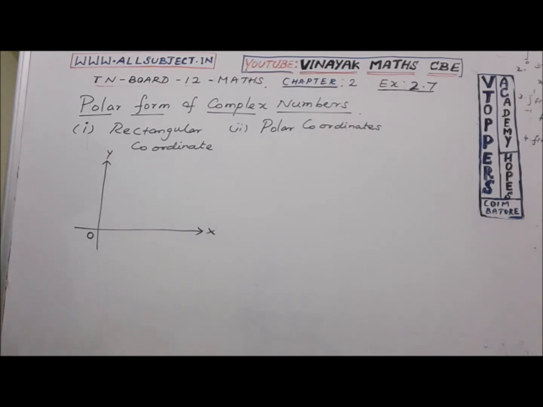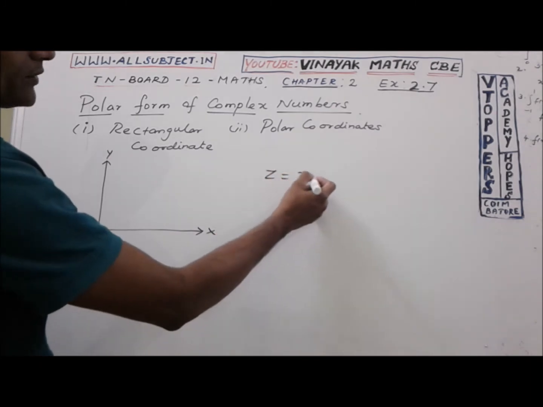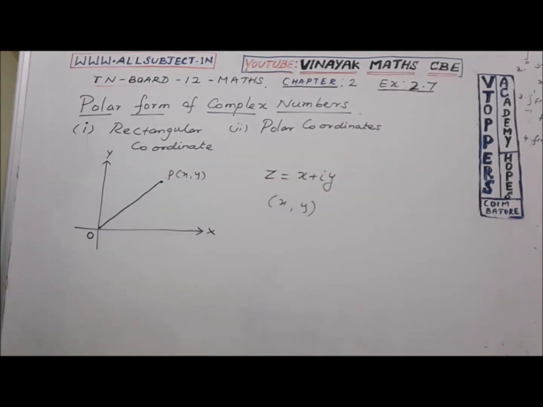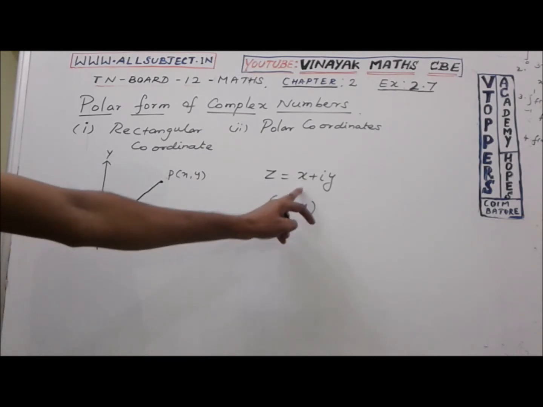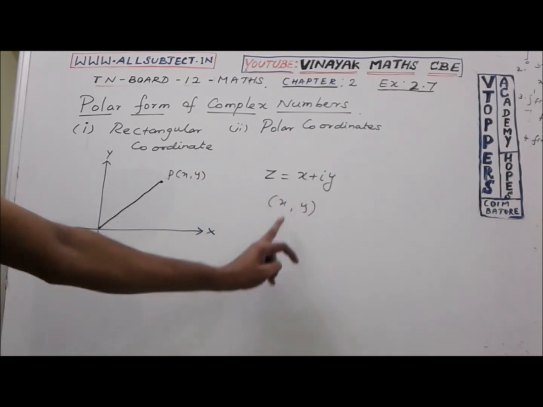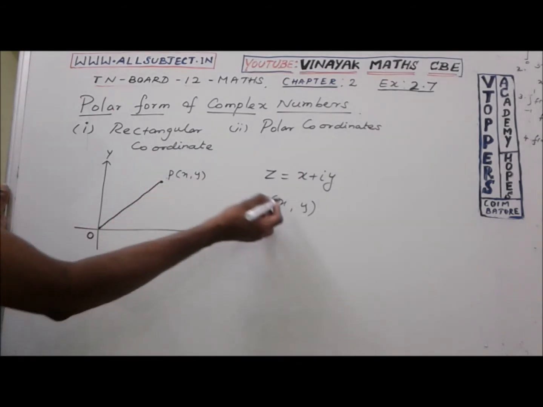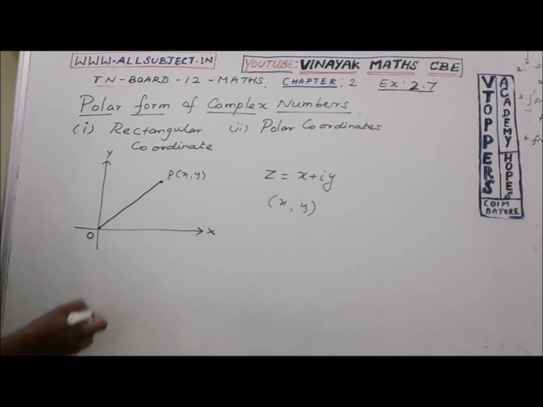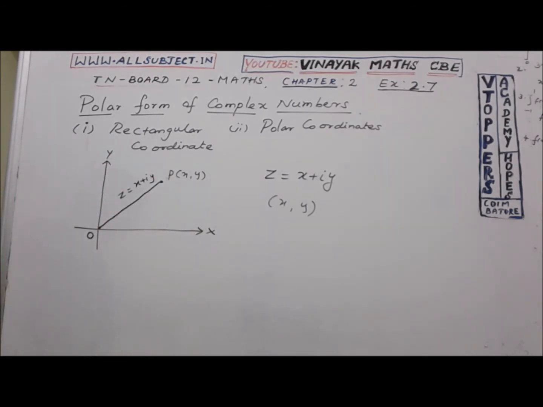For a given complex number z equal to x plus iy, the ordered pair for the respective complex number is x comma y. We can plot it in the Argand plane as the point P of x comma y. This is known as z equal to x plus iy. This type of representation is known as the rectangular coordinate representation of a complex number.